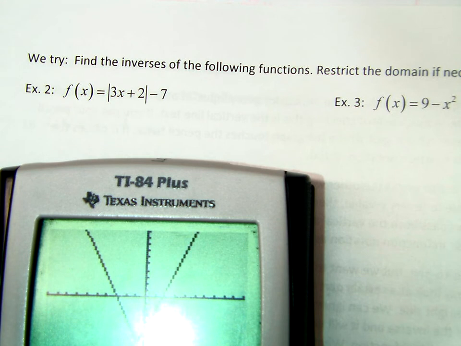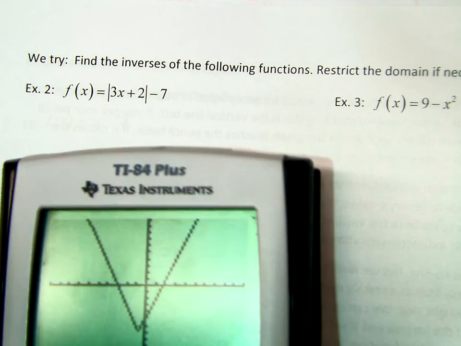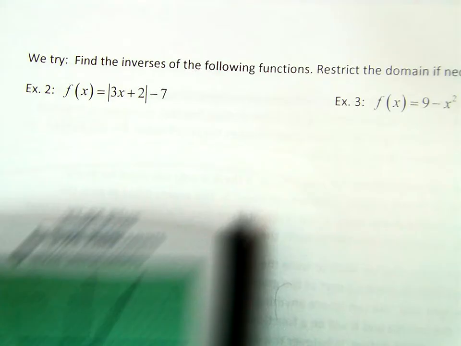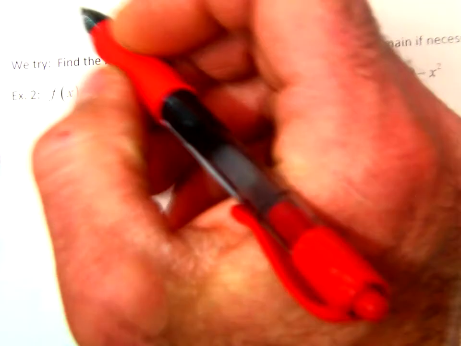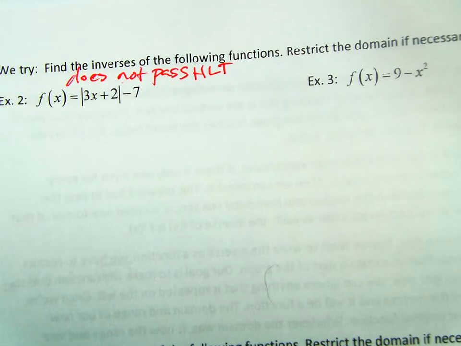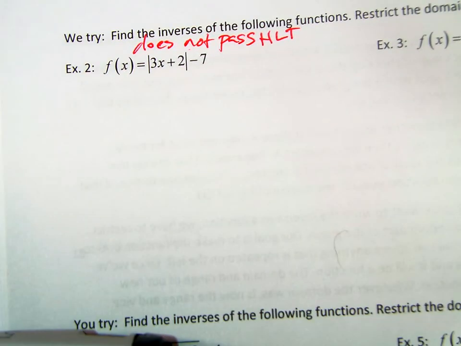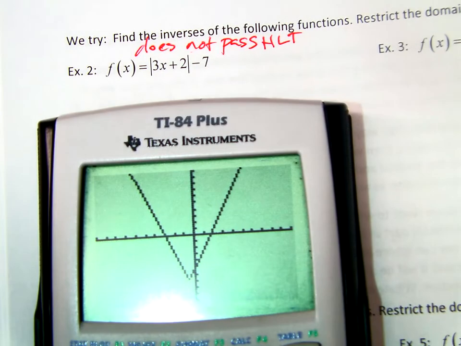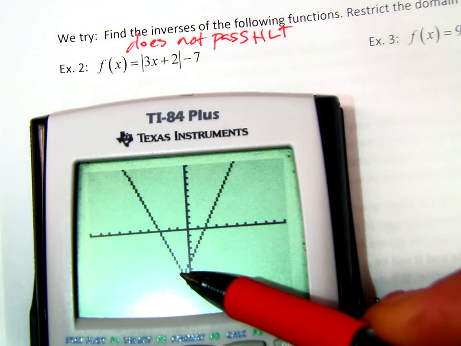Okay, and you can look at it and see I can draw a horizontal line anywhere on that graph, and it will be touching at two different spots. So this does not pass. Does not pass the horizontal line test. Fails the horizontal line test, so we need to do a domain restriction. So to do the domain restriction, we need to find that point.